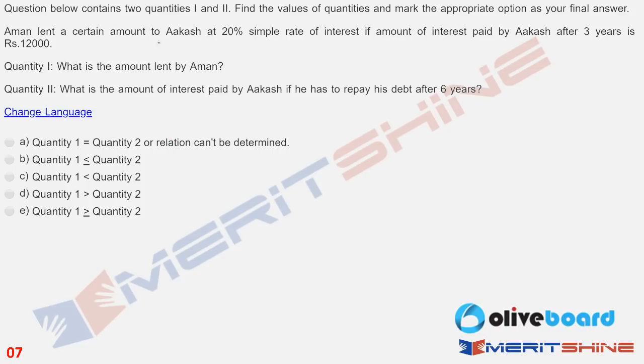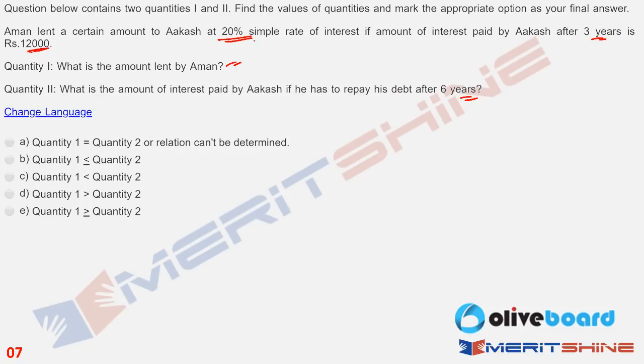Aman lent a certain amount to Akash at 20% simple interest. If the amount of interest paid by Akash after 3 years is 12,000, what is the amount lent by Aman? I can calculate this, but again I'll try my level best not to calculate. What is the amount paid by Akash if he has to repay the debt after 6 years?